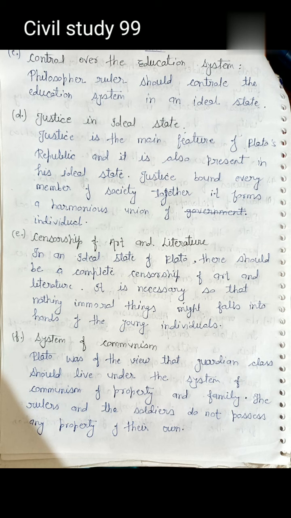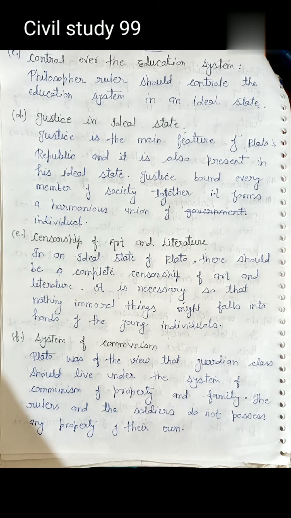The fourth feature is justice in ideal state. Justice is the main feature of Plato's Republic, and it is also present in his ideal state. Justice binds every member of society together, and it forms a harmonious union of individuals. Next, censorship of art and literature. In an ideal state of Plato, there should be a complete censorship of art and literature.